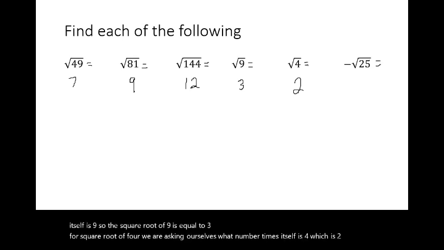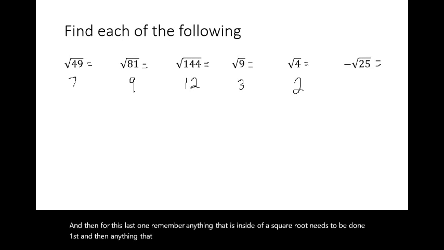And then for this last one, remember, anything that is inside of a square root needs to be done first, and then anything that is not inside of a square root will be done later. So I'm going to focus on doing the square root of 25 first, which is going to be 5. And that negative that was in front will stay there, giving us a final answer of negative 5.